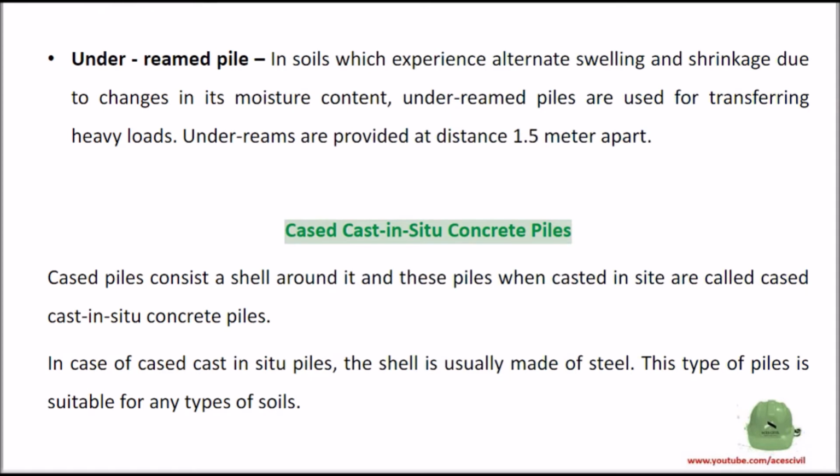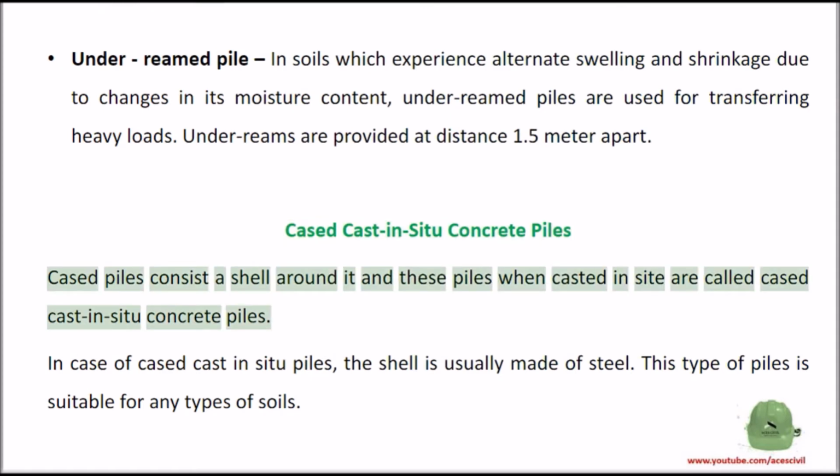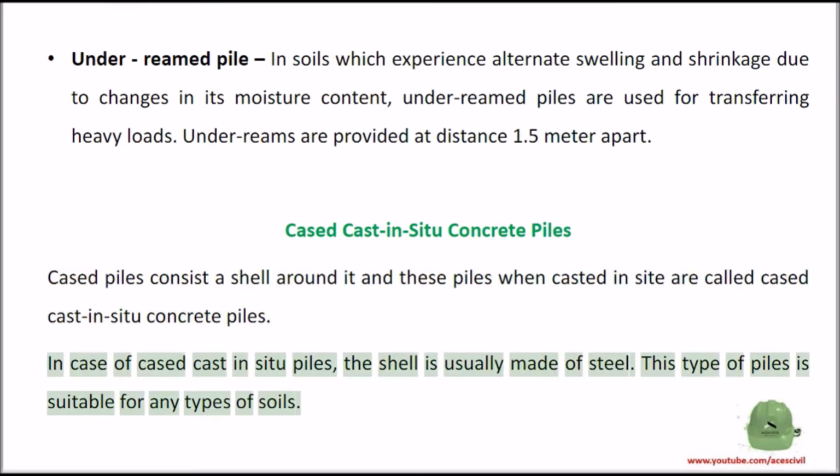Cased cast in situ concrete piles. Cased piles consist of a shell around them, and these piles when cast inside are called cased cast in situ concrete piles. In the case of cased cast in situ piles, the shell is usually made of steel. This type of pile is suitable for any type of soil.